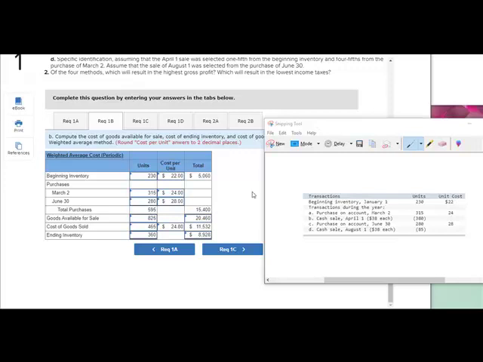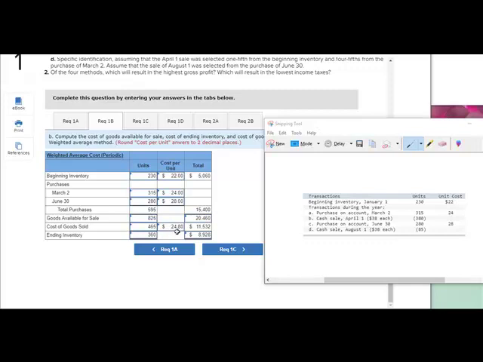In requirement 1B, we're going to use the weighted average method. So the top part is exactly the same as what we filled in for requirement 1A, and we're getting to this total cost of goods available for sale, as well as the total units that were available for sale. Then we take the total cost, divide by the total units available for sale, and that gives us $24.80 with my numbers, which represents the weighted average cost per unit.